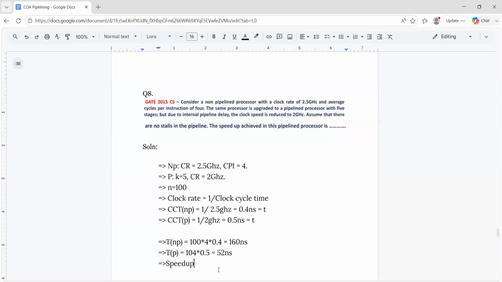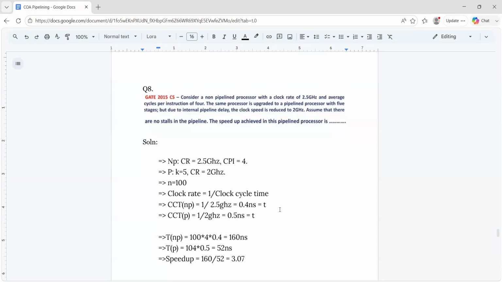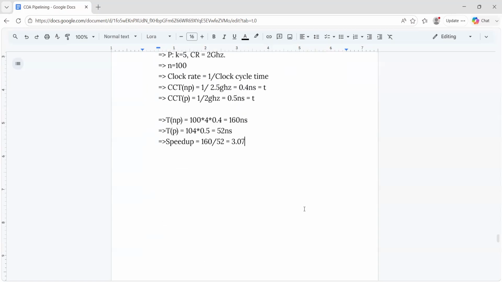Thus, for the speed up, it is just 160 divided by 52, that is 3.07. So the speed up of this pipeline processor would be 3.07. Hope you guys understood this problem. Converting the clock rate into time and just substituting are the main things to be done. This is a 2015 GATE question.